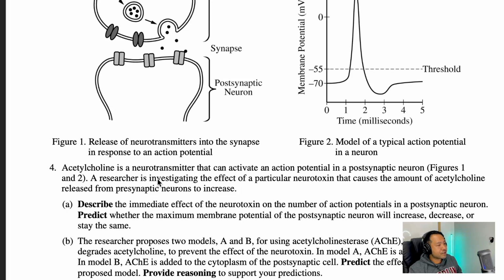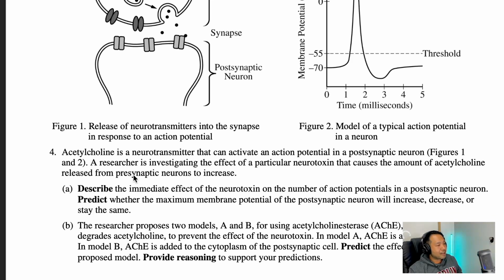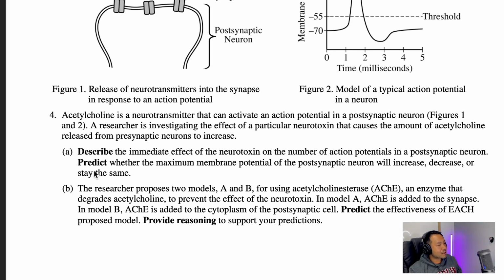Now it says a researcher is investigating the effect of a particular neurotoxin that causes the amount of acetylcholine released from the presynaptic neuron to increase. Okay, so that's actually an interesting neurotoxin. Instead of diminishing some effect, it's actually increasing the amount of acetylcholine. But that's not always a good thing, and let's find out if they ask about that.